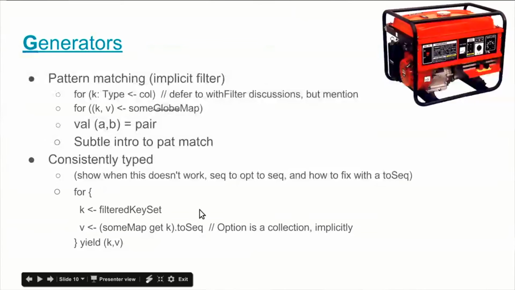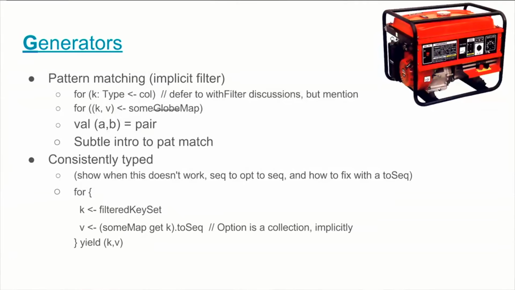And I mentioned that it's consistently typed, so I'm not gonna harp on that, but basically if you start with a list, you most times will end up with a list. If you start with an option, you end up with an option. If you start with a future, you end up with a future. Now here's a rule. You can't mix the things in a setup block, okay? And we're gonna hit that in a minute.